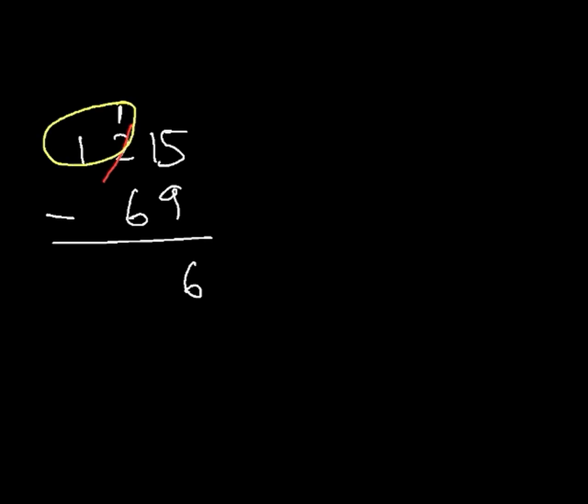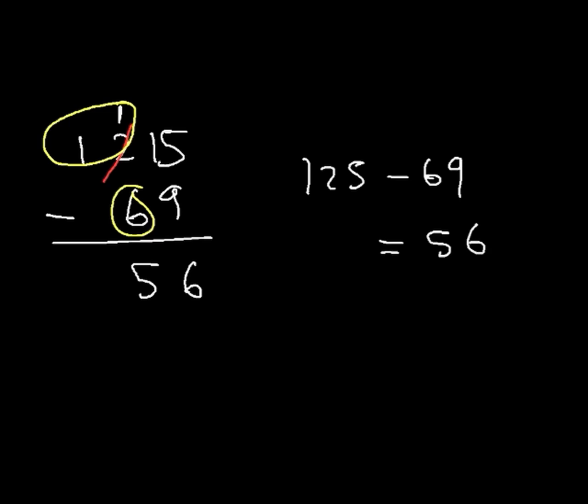Now what about 125 minus 69? What does that equal to? So let's borrow a 1 from 2. So now we have 15. 15 minus 9 is 6. And so this is now a 1. And so now what we have here is 11 minus 6 is 5. So therefore, 125 minus 69 is equal to 56.